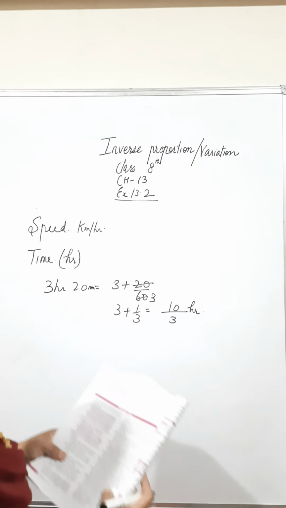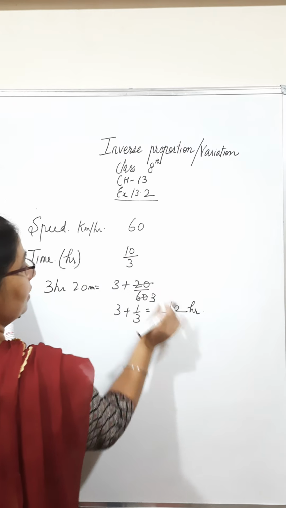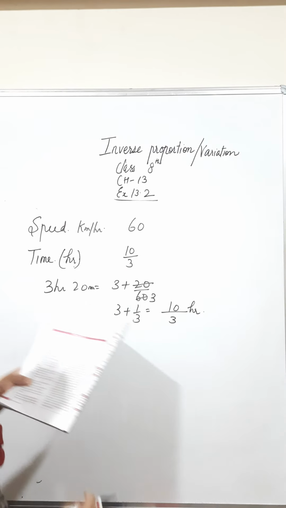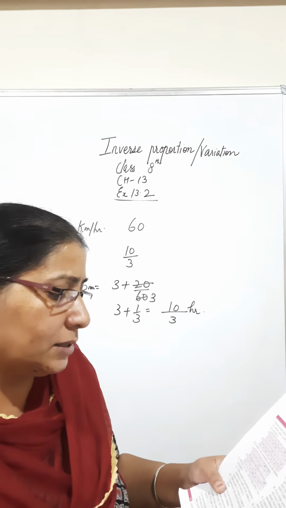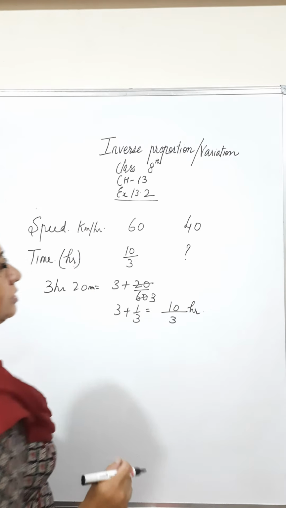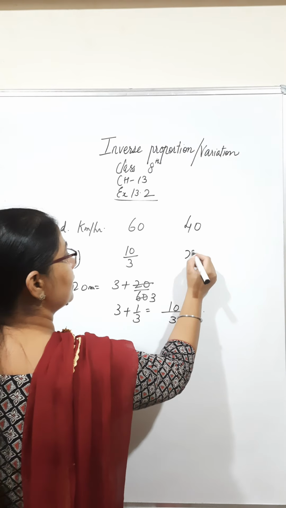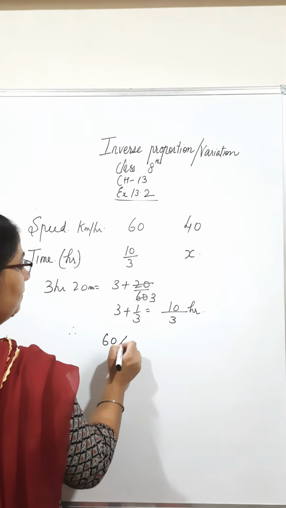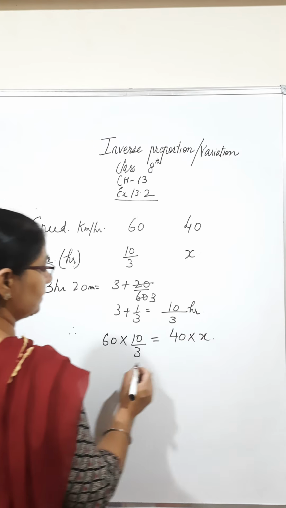Now see what they are saying: if the speed is 60 kilometers per hour, the time taken is 10 by 3. So I have converted 3 hours 20 minutes into hours and I am using 10 by 3 now. How long will it take to cover the same distance at the speed of 40 kilometers per hour? So if the speed is 40, what time is it taking? That we have to find. Let the time be x. Therefore, according to the condition, 60 multiplied by 10 upon 3 will be equal to 40 multiplied by x.